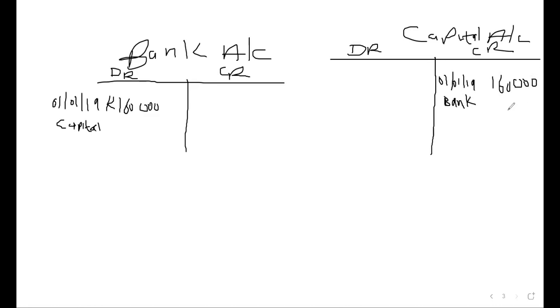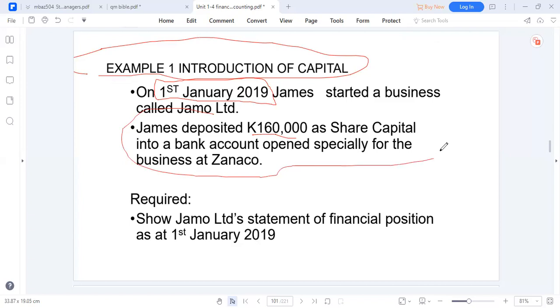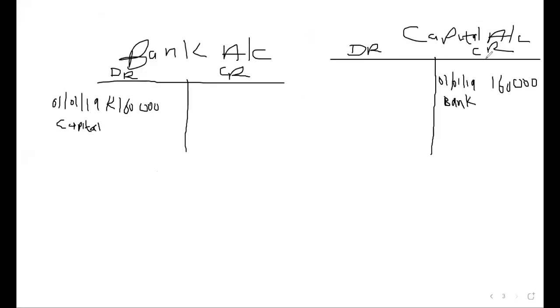Okay. So this completes the transaction. James deposited 160,000 as share capital into the bank account. The double entry that should be there is the capital account. This money came from the capital and was deposited into the bank account. So the capital account gave away and the bank account received.